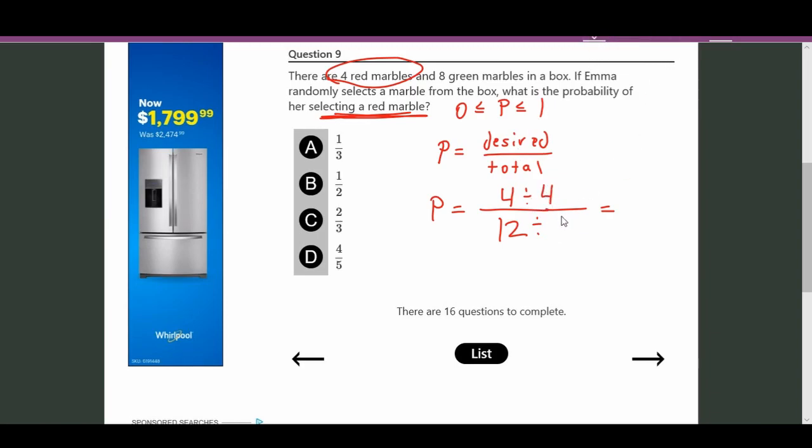So you have to reduce this by a common factor of 4. 4 divided by 4 is 1. 12 divided by 4 is 3. So 4 over 12 is the same as 1/3. Okay, so again, just bear in mind, if you get these probability problems right early on in the test, you're going to get something more difficult later on. So this is good practice now.